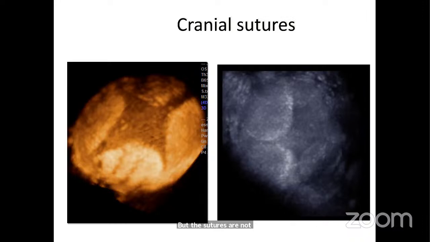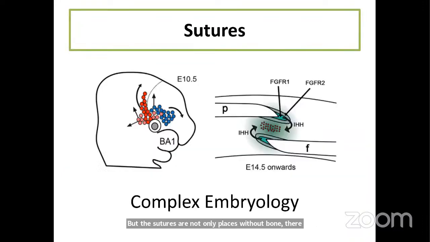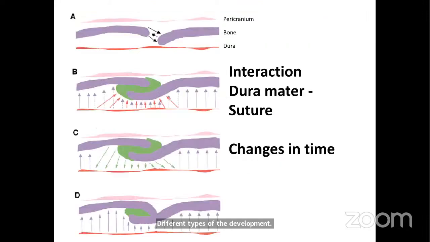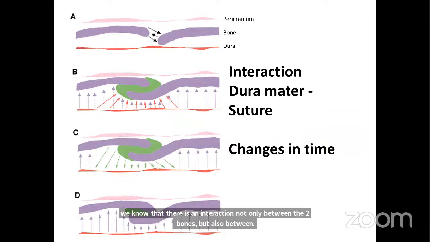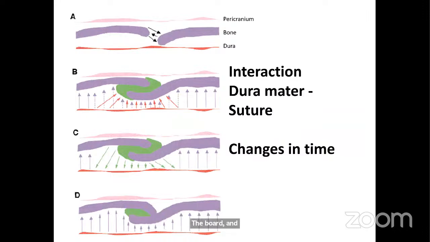But the sutures are not only places without bone. There is a strong interaction between the bones. There is a complex embryology with different changes at the different times of the development. And we know that there is an interaction not only between the two bones, but also between the bone and the dura mater, with signals that change during time, and the embryology of this region is yet not completely understood.